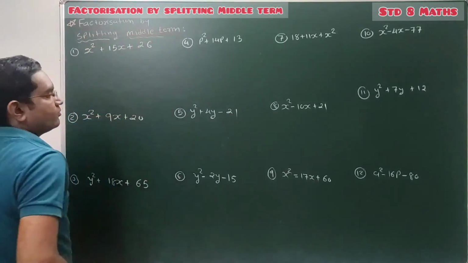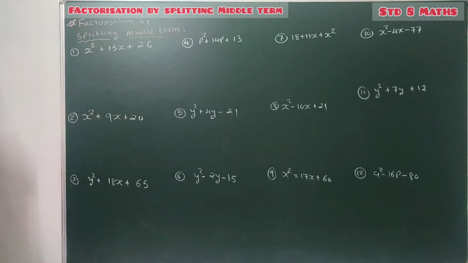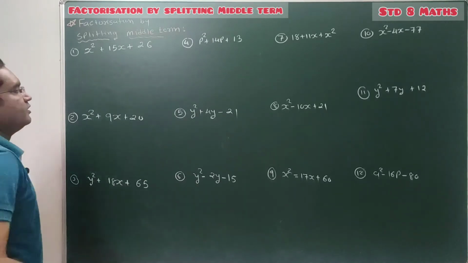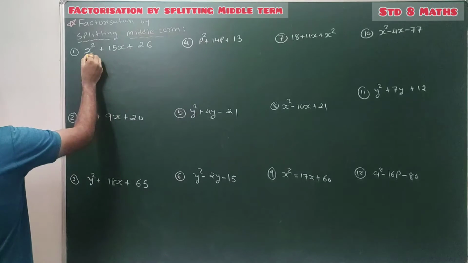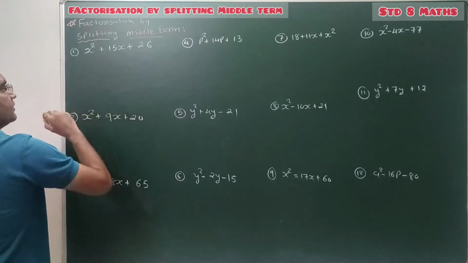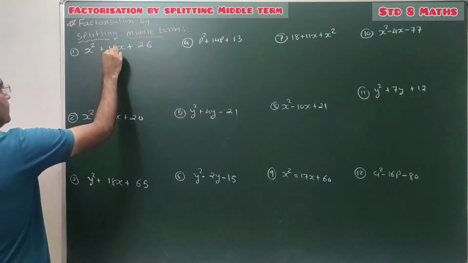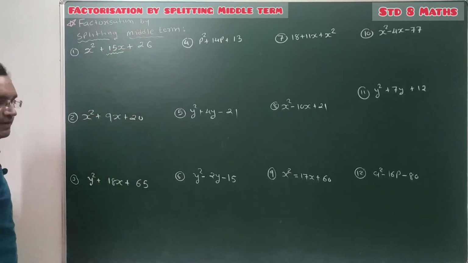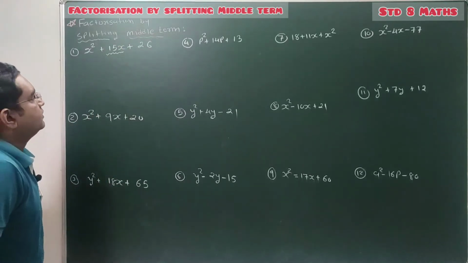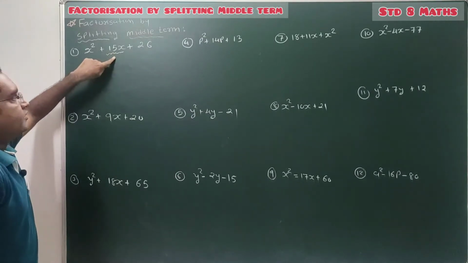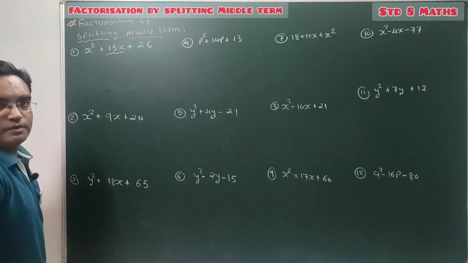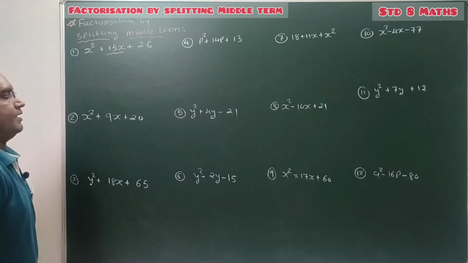So what is the meaning of splitting the middle term? Splitting the middle term means you have to divide the middle term for the further factorization of this given polynomial. Here this is the first term, this is the last term, and this term is known as the middle term. For the factorization of this type of polynomial, we have to divide this middle term so that it will be further factorizable. So how can it be factorized?